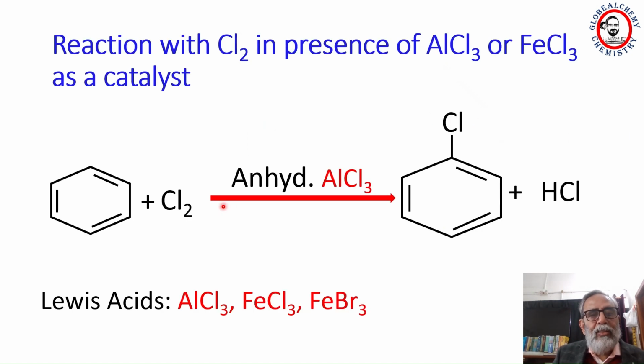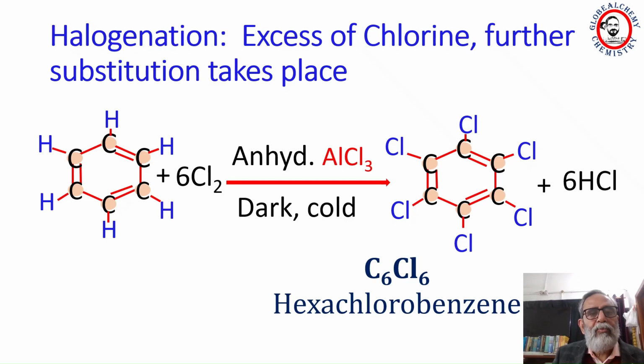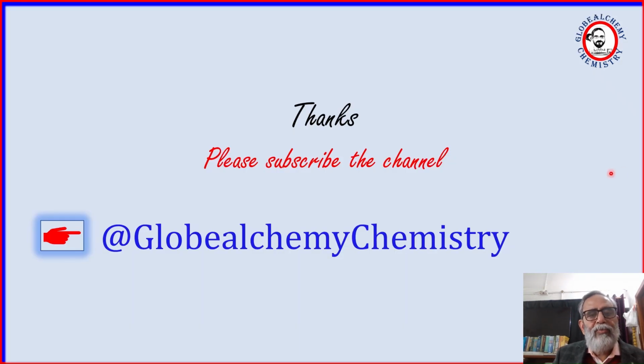If we take chlorine in place of bromine, then we have to take anhydrous aluminium chloride, and chlorobenzene is formed by the same mechanism. And if we take excess of chlorine and the reaction conditions are the same, then all hydrogens are replaced and further substitution takes place on other carbons and hexachlorobenzene, C6Cl6, is formed. So this is electrophilic substitution.